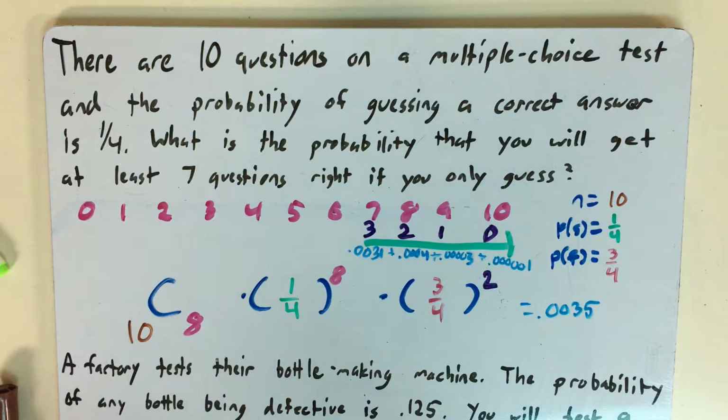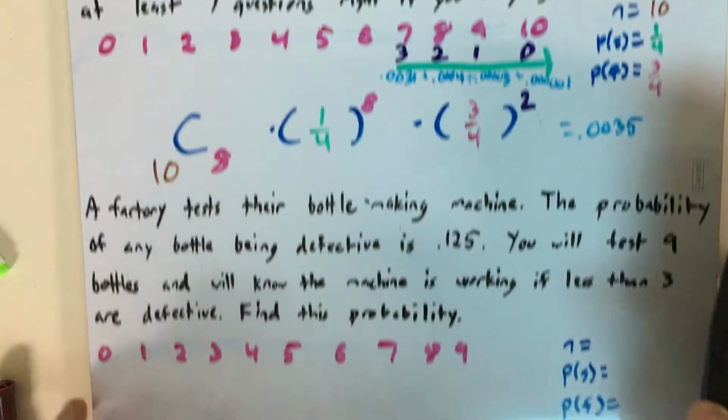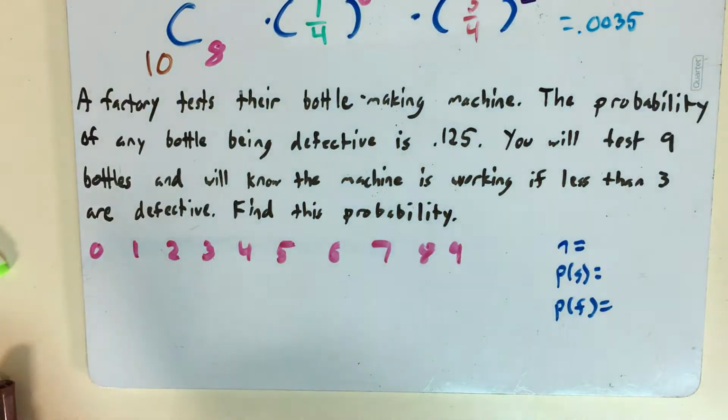This is Mr. W. We are going to finish up the third and last lesson on binomial probability and on all of probability in discrete math. We have a factory that's testing their machine that makes bottles. I think I was thirsty when I wrote this question. The probability of any bottle being defective is 0.125 or 1/8. You will test 9 bottles and you'll know that the machine is working if less than 3 are defective.